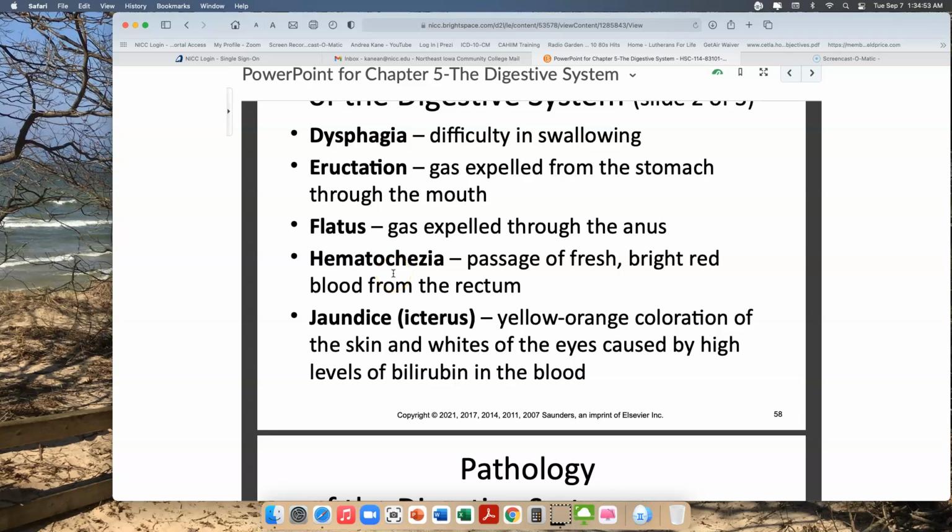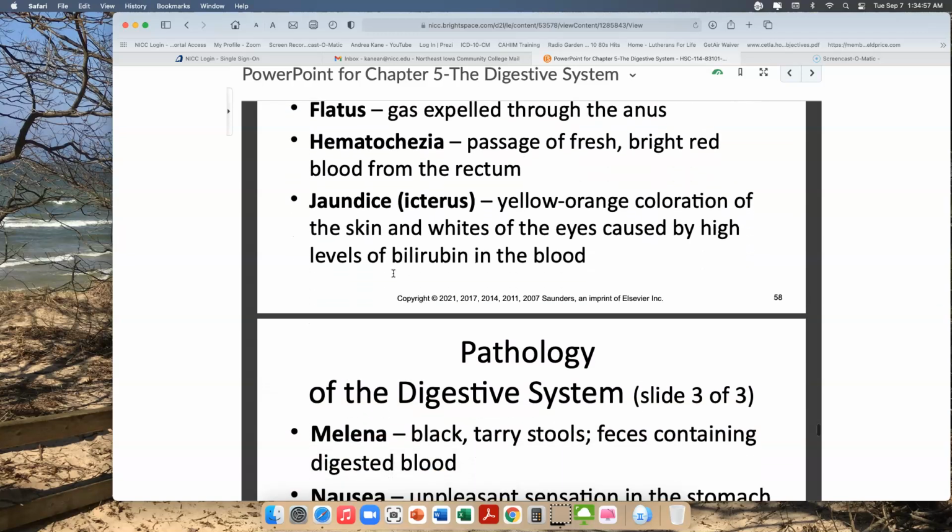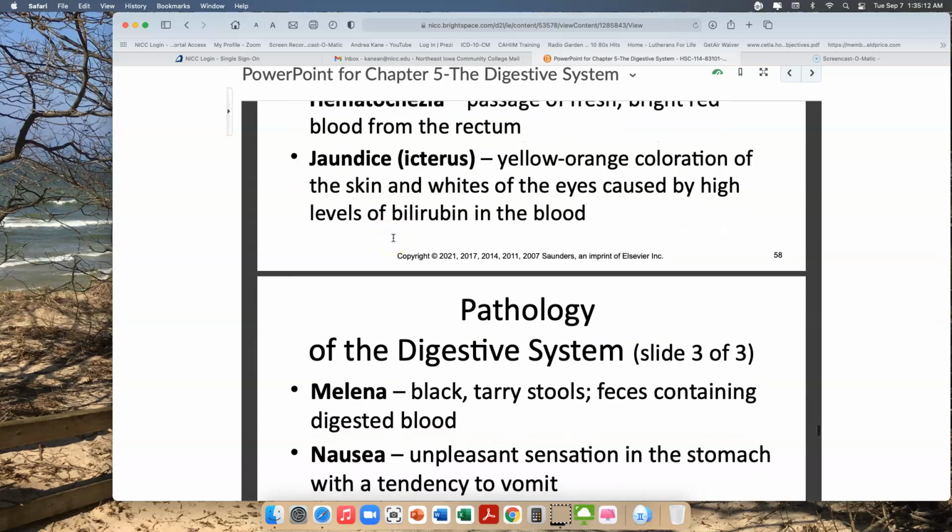Hematochezia is passage of fresh, bright red blood from the rectum. Jaundice, or icterus, is yellow-orange coloration of the skin and whites of the eyes caused by high levels of bilirubin in the blood. If someone has jaundice, there's something wrong with the liver. Almost always. That's just a dead giveaway.